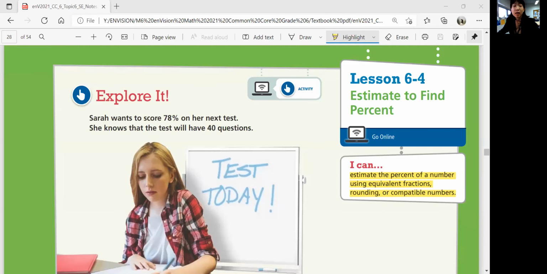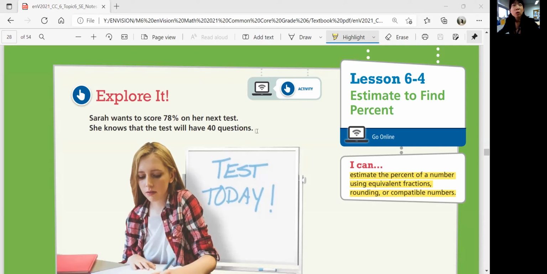Hello, this is Math 6, Lesson 6-4, Estimate to find percent. In this lesson, we'll be able to estimate the percent of a number using equivalent fractions, rounding, or compatible numbers. Let's start from explore it.